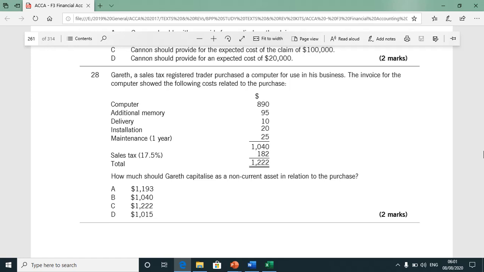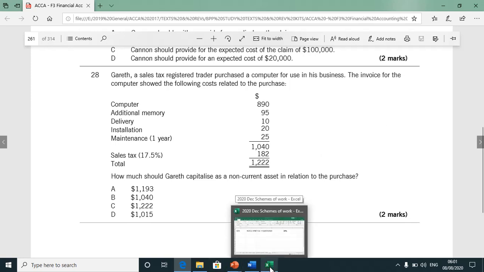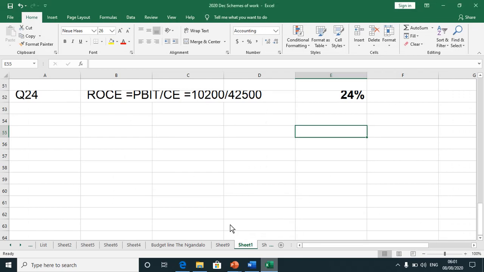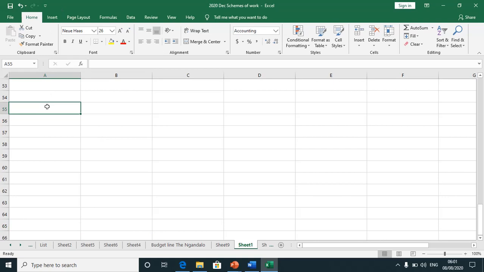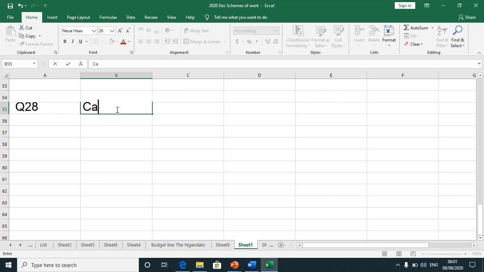So we're going to assume certain things here, that he can get a refund for his sales tax. We can also notice that maintenance costs are normally treated as revenue items. So the capitalized figure should be 1040 minus the maintenance cost. This is question 28. Okay, I am writing something for us.